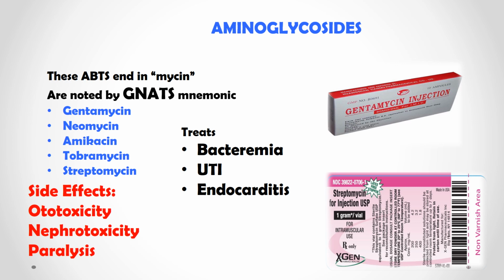The aminoglycosides are used to treat most gram-negative bacterial infections, including UTIs, bacteremia, and even endocarditis of the heart. Side effects of the aminoglycosides include ototoxicity, nephrotoxicity, paralysis of the skeletal muscles, photosensitivity, as well as superinfection. These are the aminoglycosides. Remember, they end in mycin.